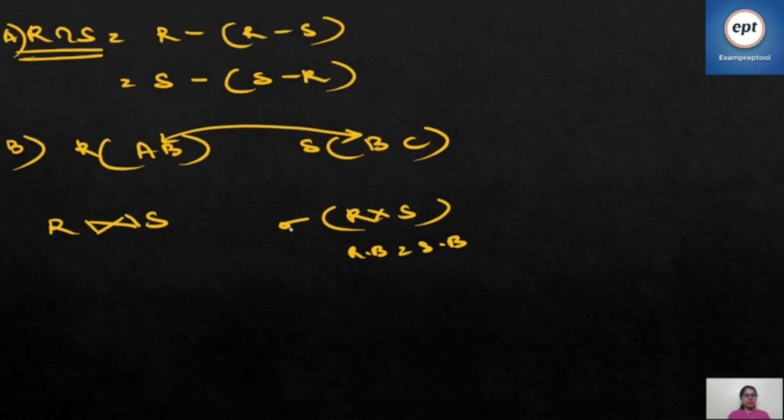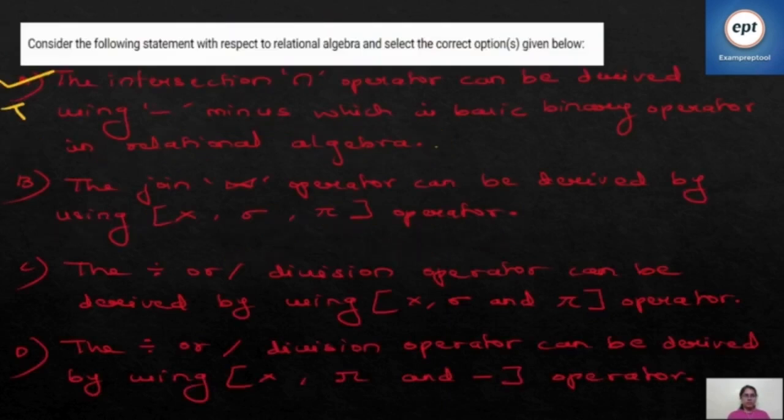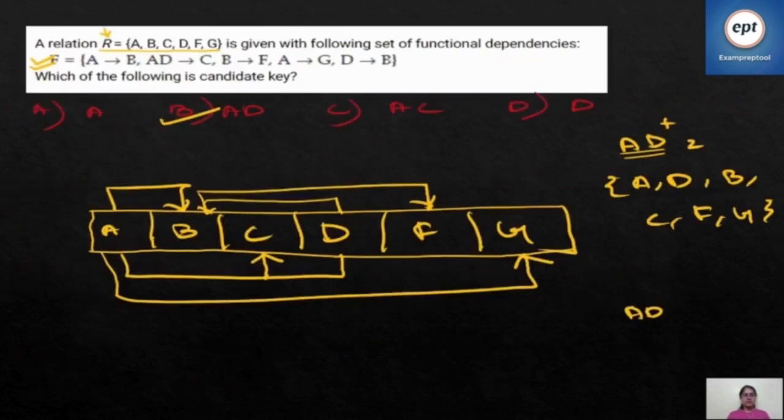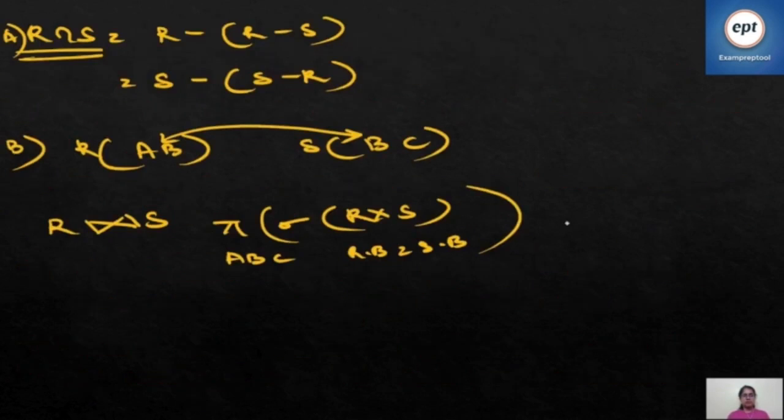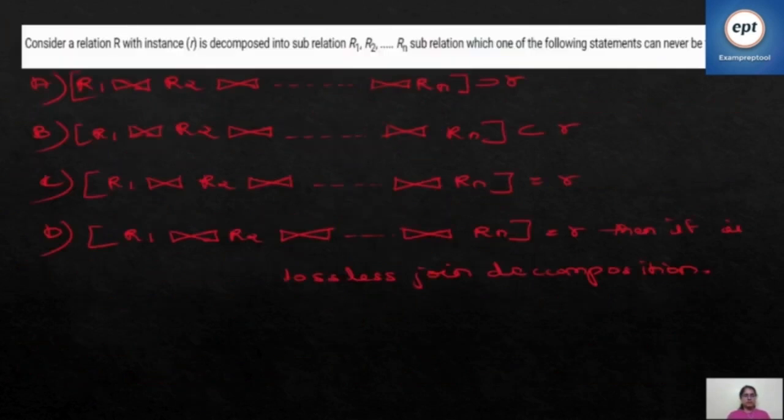After that we apply the selection operator, and then we do the projection of ABC. So to do the join we require cross product, selection and projection. That's why option B is also correct. Option B says the join operator can be derived from cross product, selection and projection, and in our explanation you can see we have used all three operators. Now let's see option C.